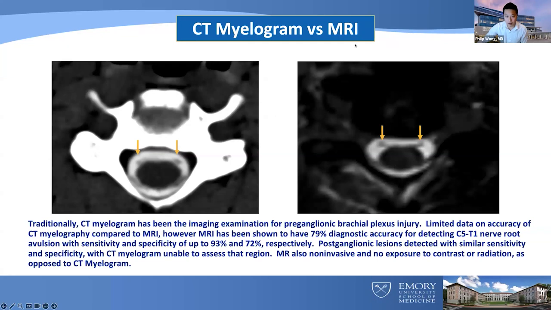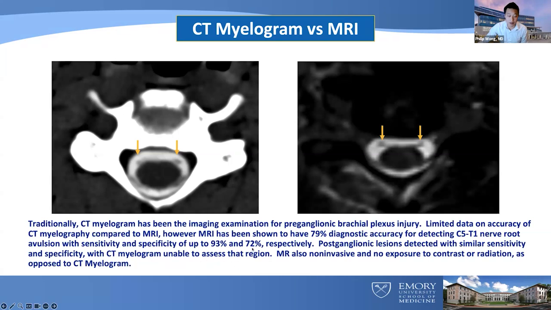So then the question is CT myelogram versus MRI. I think traditionally CT myelogram has been the gold standard of choice for preganglionic brachial plexus injury. There's not a lot of data on CT myelo compared to MR, but MR has been shown to have a 79% diagnostic accuracy for detecting C5 to T1 nerve root avulsions, with sensitivity and specificity of up to 93% and 72% respectively. Post-ganglionic lesions are detected with similar sensitivity and specificity. CT myelogram is not able to assess that region.